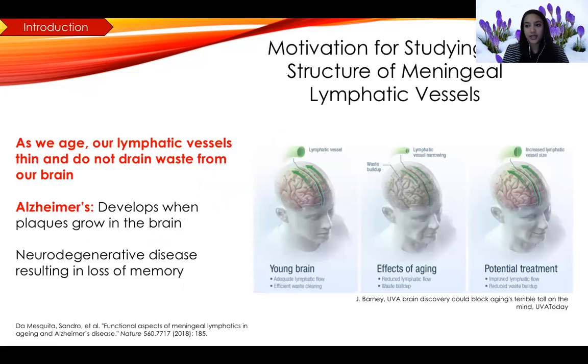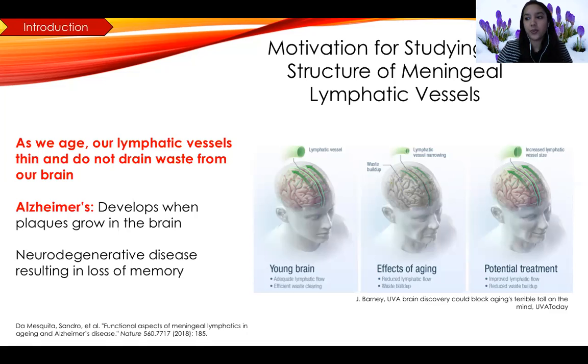In 2018, researchers from UVA, including the VIVA lab, found that as we age, our lymphatic vessels thin and don't adequately drain waste. The accumulated waste leads to development of plaques, which is a common precursor for Alzheimer's disease. And Alzheimer's disease, as you probably know, is a neurodegenerative disease that results in the loss of memory. So the ultimate question is, can we treat these diseases by studying the structure of the meningeal lymphatic vessels?